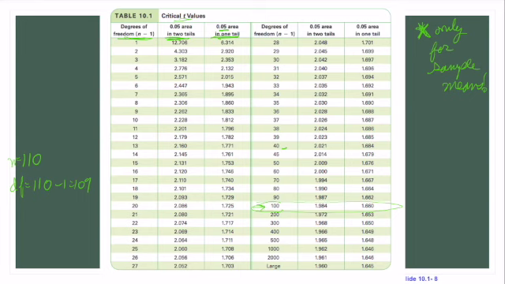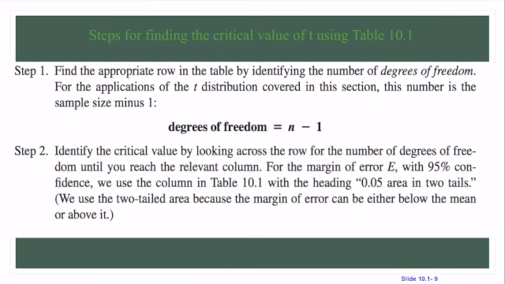So let's start using this table. So again, here, like I talked through, are our steps for finding the t-value, okay? First thing you need to do is identify your degrees of freedom and then your area in one or two tails.